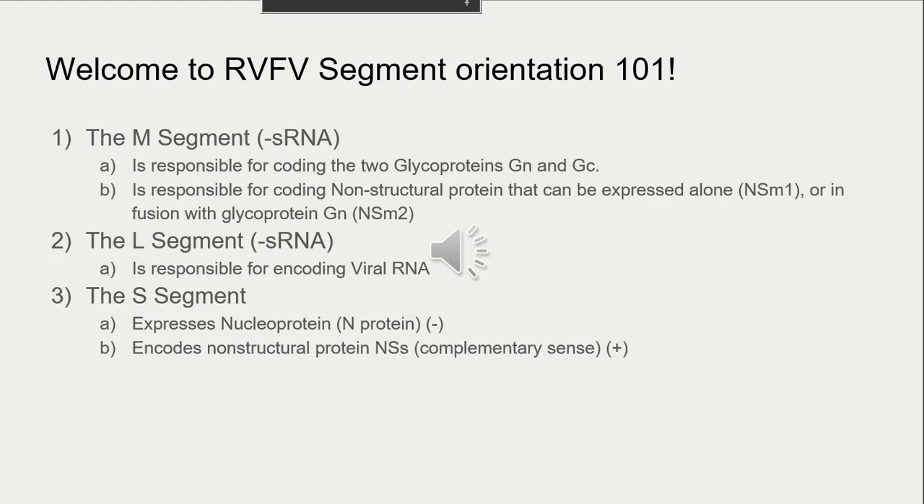So welcome to Rift Valley Fever segment orientation 101. I'm just going to talk about the segments a little bit more. The M segment is a negative strand of RNA. It is responsible for coding the 2 glycoproteins GN and GC. It also codes the non-structural protein that can be expressed alone as NSM1 or in fusion with glycoprotein GN as NSM2. The L segment is a negative strand RNA as well.